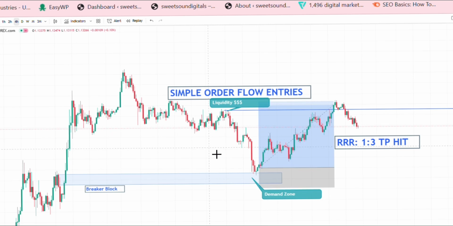With a simple market structure shift, you have to wait for price to give you a good entry. Price comes down to a discount level. You can see that the overall order flow is bullish, so we traded alongside the trend. The trend is your friend, and that was how we were able to catch this trade.